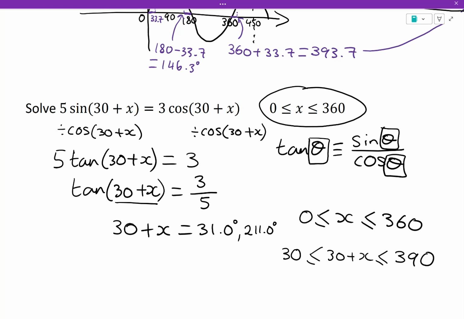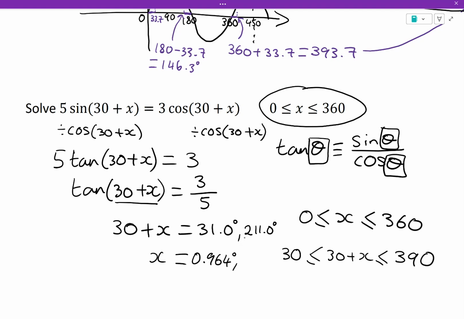Now, subtracting 180 is not going to help with the 31 because that's going to take me into negative angles, which is not in my range. So now we can find x by subtracting 30 off both of these angles. So I am going to get 0.964 degrees when I subtract 30. Just remember, this value here is a rounded value. That's why it's not come out as just 1 degrees, because I've got it stored in my calculator.